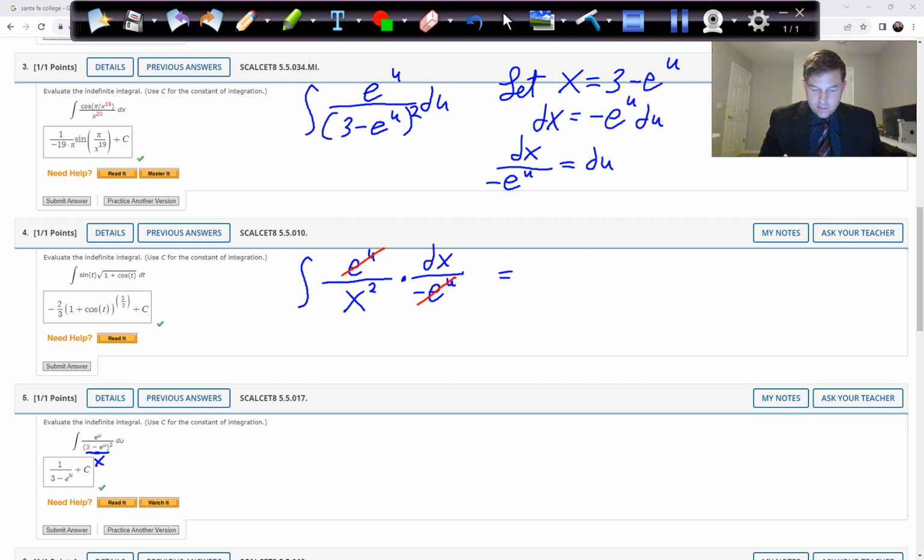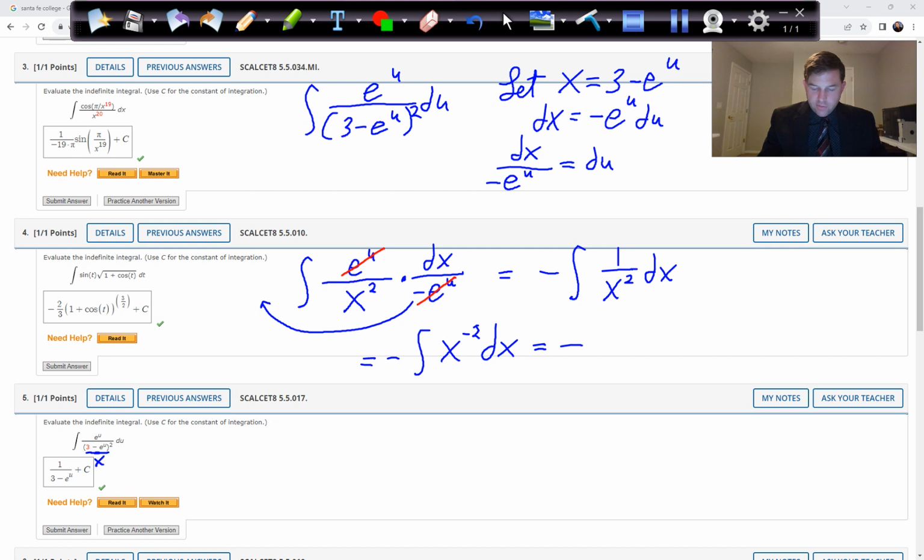And we're going to get, this is equal to, pull this minus out front, minus integral 1 over x squared dx. That's the same as negative x to the minus 2 dx. The antiderivative of that would be x to the minus 1 over minus 1 plus c.